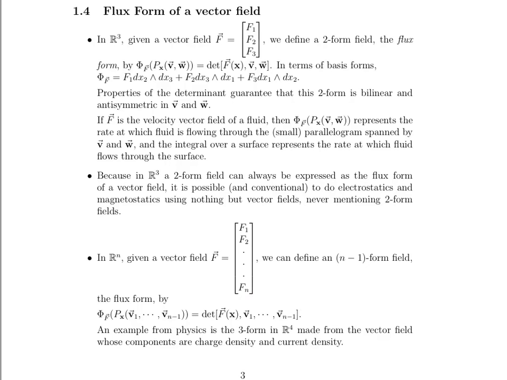An example from physics is the 3-form in R4 made from the vector field whose components are charge density and current density. We'll be computing a great deal of flux forms as we go through this chapter, and we'll be seeing these more and more in their connection to physical applications as we work through this unit.